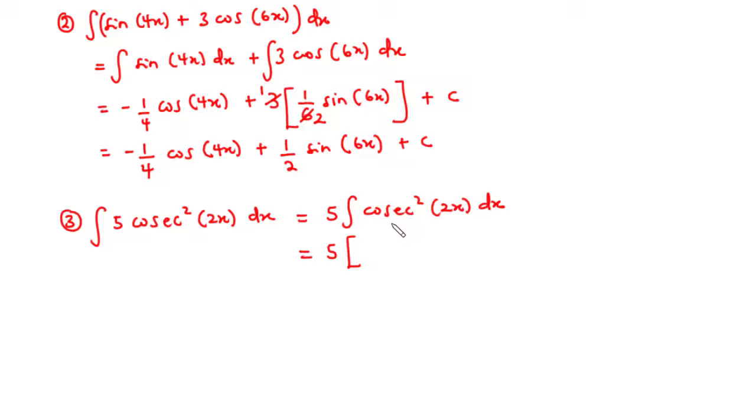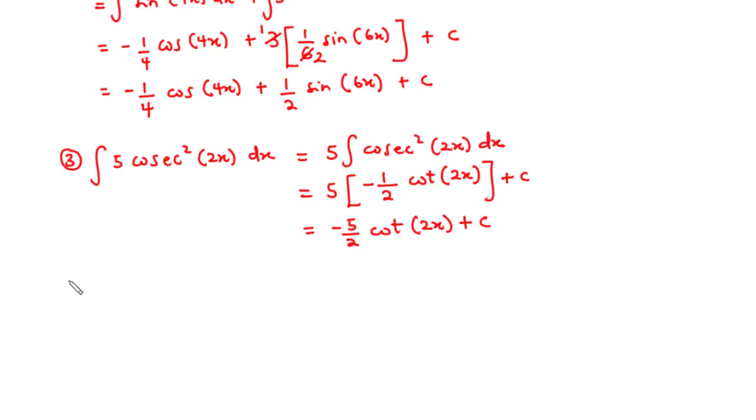Now when you integrate cosec square ax, you are going to have negative 1 over a, so we have a to be 2, times cot ax, so cot 2x plus c. So we have this to be negative 5 over 2 cot 2x plus c.